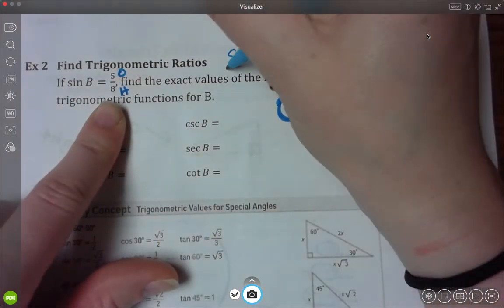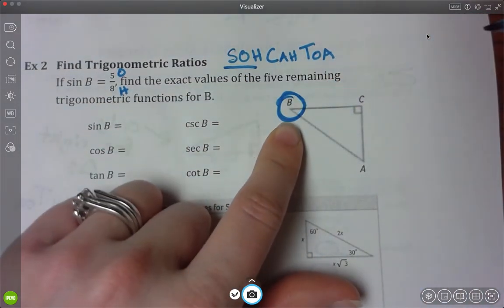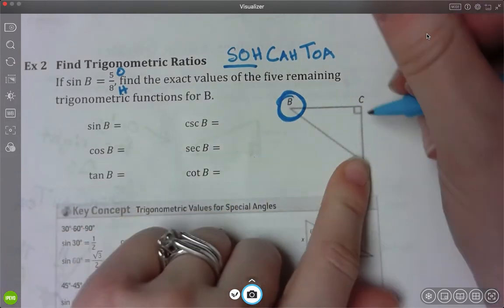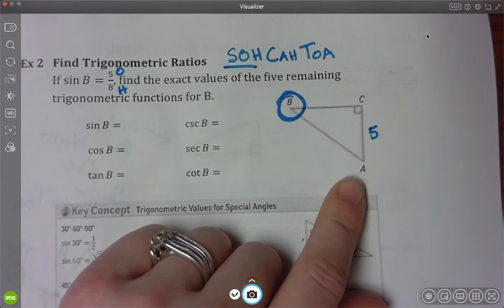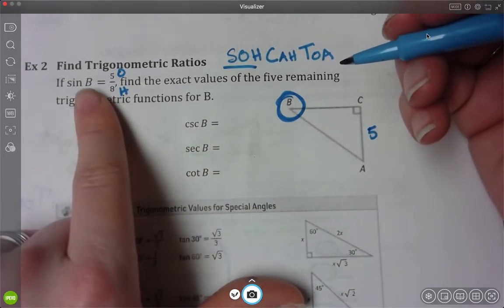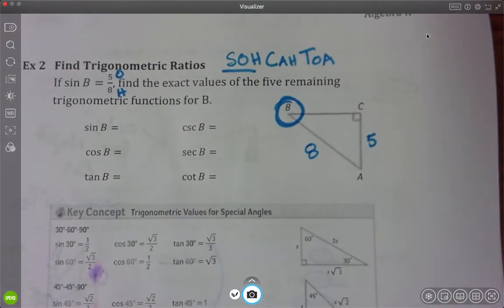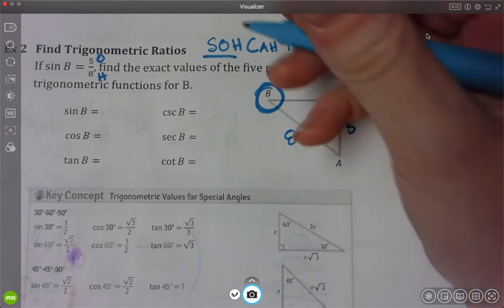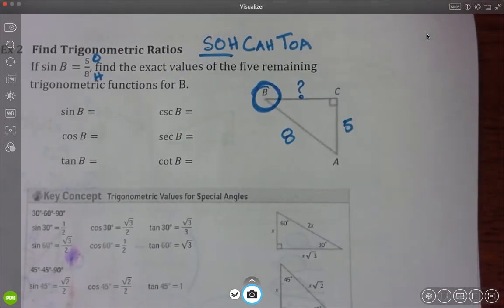It's S-O-H. Okay, so I'm going to label which side is opposite of angle B. It is this one, so we're going to label that as 5. The hypotenuse side is going to be 8. So we have that going on. All right, and then we have to figure out what this third side is, okay? And I've kind of given you a hint already as to how we find that.